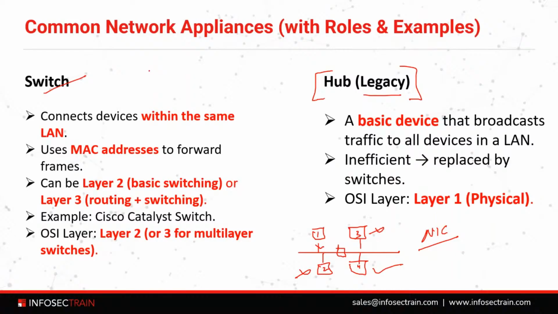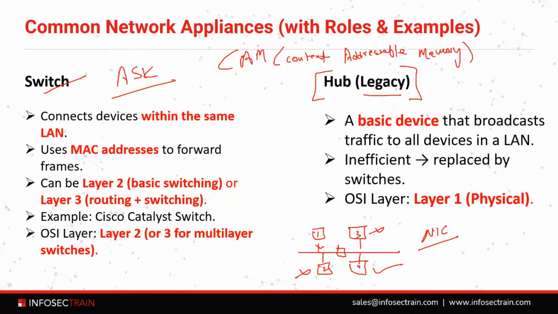A switch is a smart device. Why? Because it has a brain, and that brain is called an ASIC, application-specific integrated circuit. And this ASIC chip is also used in modern-day robots, right? So what this switch does is it has a table called the CAM table, content addressable memory table, right?